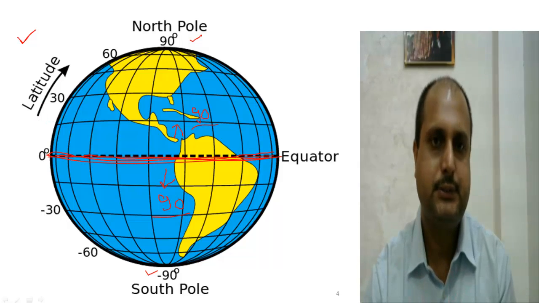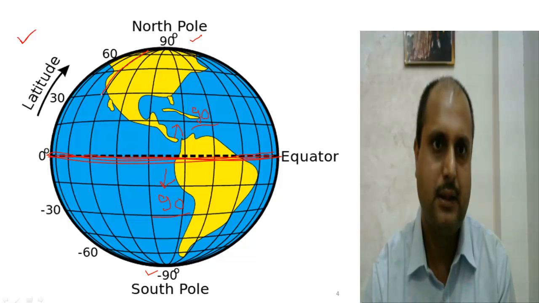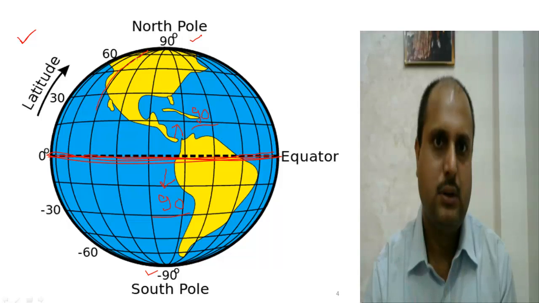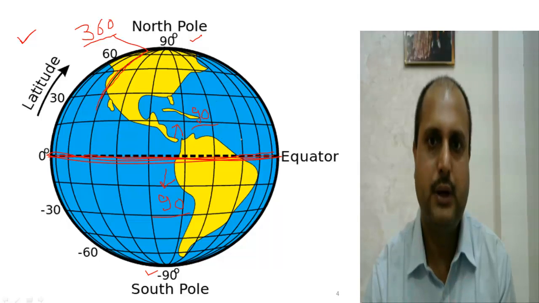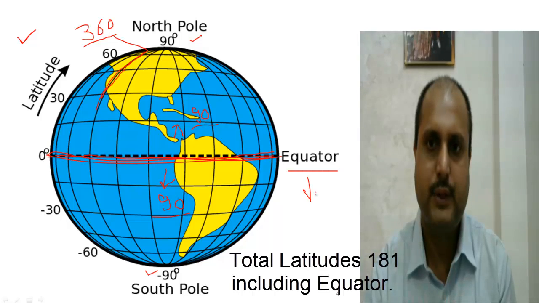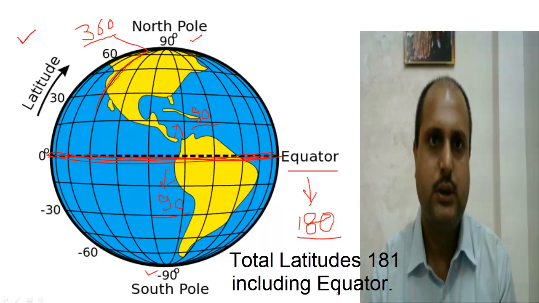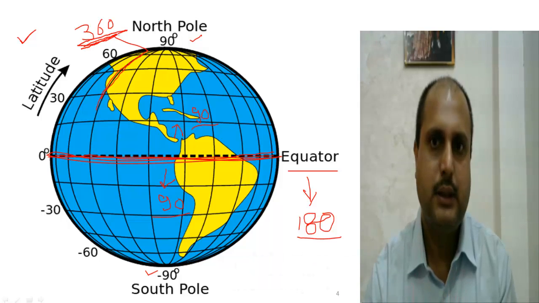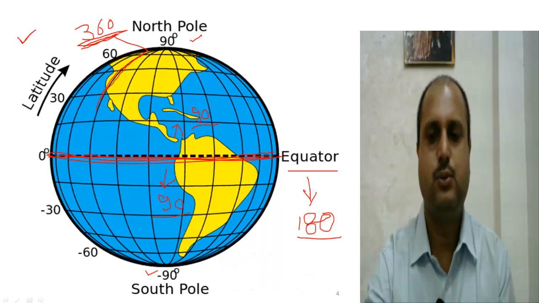And the north-south lines are called longitude. The total number of longitudes is 360. So on one side, the total number of latitudes is 180, and the total number of longitudes is 360. So the equator is called the largest latitude.